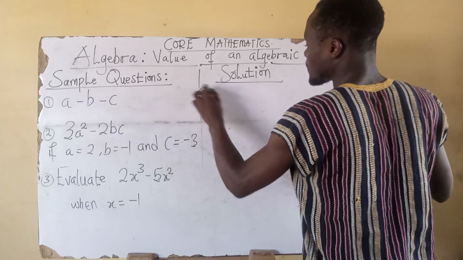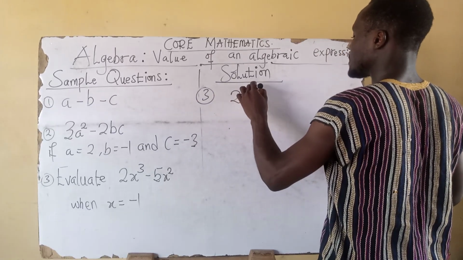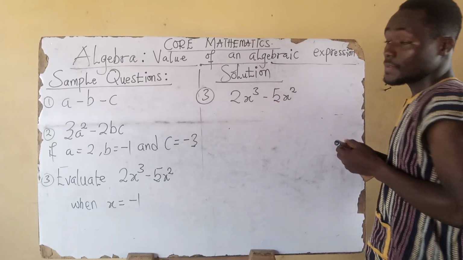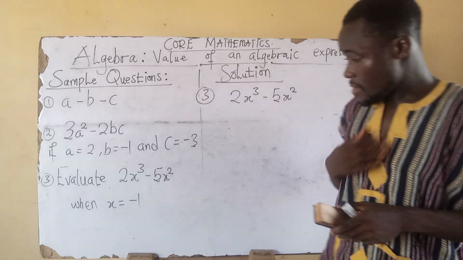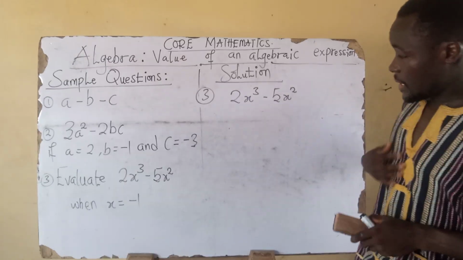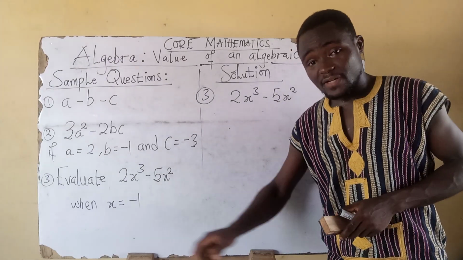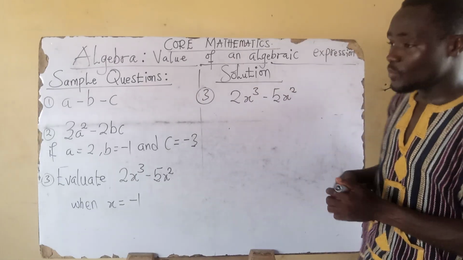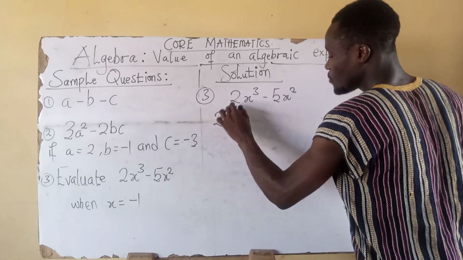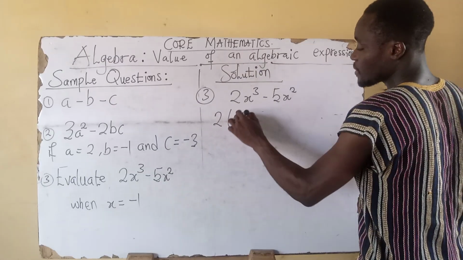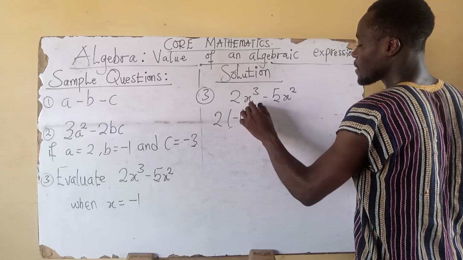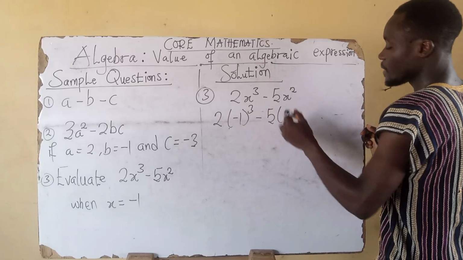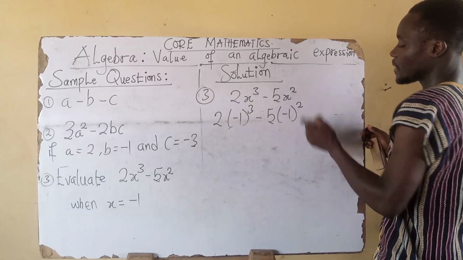So question number 3, 2x cubed minus 5x squared. This means that wherever I see x, the value of x has been given as negative 1. So wherever I see x, I have to substitute negative 1. Alright, so here, 2 brackets open, negative 1, all power 3. Are you following? Then minus 5 in a bracket, negative 1 all square.